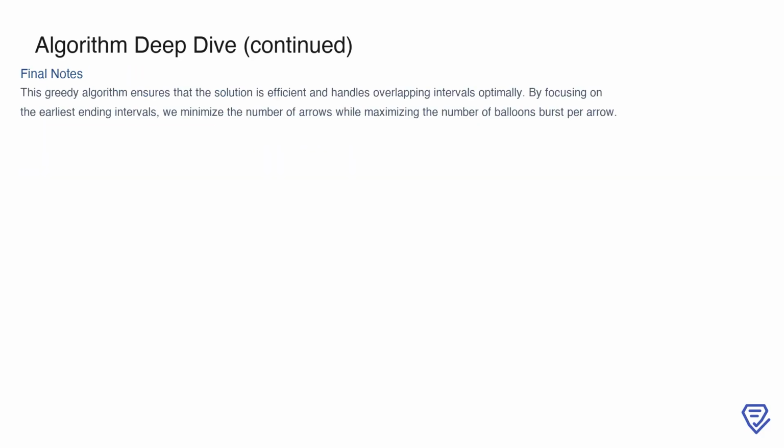This algorithm uses a greedy strategy to ensure efficiency and optimality. By focusing on the earliest ending intervals, we minimize overlap and reduce the number of arrows needed to burst all balloons. The approach is not only computationally efficient, with a time complexity of O(n log n), but also handles various edge cases gracefully. Whether dealing with nested intervals, disjoint balloons, or a single balloon, the algorithm ensures the correct result with minimal computation. This highlights the power of combining sorting with a well-designed greedy strategy to solve interval-based problems effectively.